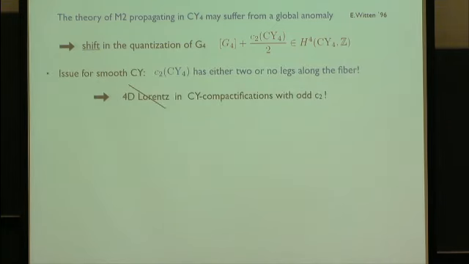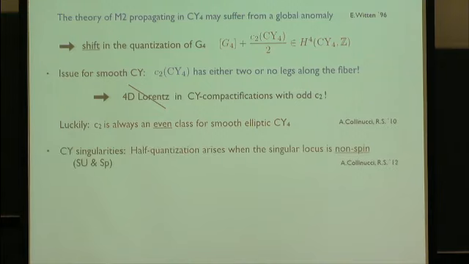But now you see that there is very soon an issue for smooth elliptic Calabi-Yau fourfolds, since c2 has either 2 legs or no legs along the fiber. This is an issue because if c2 is odd for a smooth Calabi-Yau fourfold, then you would induce a G4 which you cannot put to 0 because it is half quantized, and this G4 would break the Lorentz invariance. But luckily, we showed in 2010 that this c2 is always an even class when you compactify F theory on a smooth elliptic Calabi-Yau fourfold. So only where there are singularities of the Calabi-Yau fourfold should you expect some half quantization of the G4 flux.